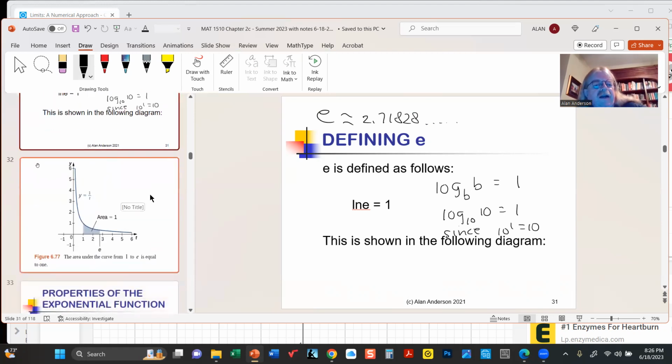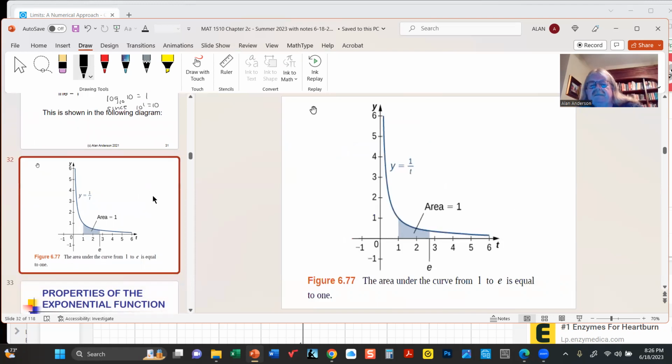Now, here's a graph that explains this to us. So the area here is the integral from 1 to e of log x. Oh, sorry, I wrote it wrong. No, it's 1 over x dx. Or actually, in this case, it's 1 over t dt.